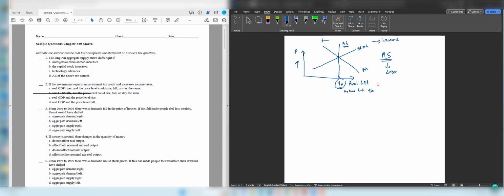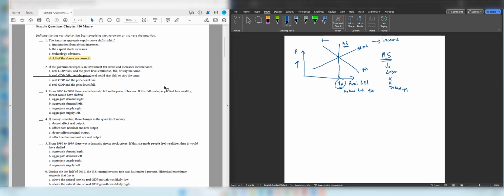And then what else do we have? Capital stock. If you have more physical capital or human capital, then the long run aggregate supply curve shifts to the right. Another one is technology. If you have advanced technology, the workers become more productive. Therefore, the aggregate supply curve shifts to the right. So for that reason, the right answer is this one: all of the above are correct.